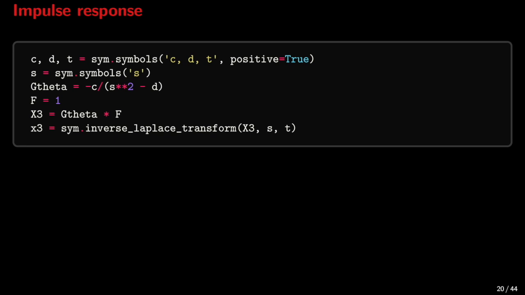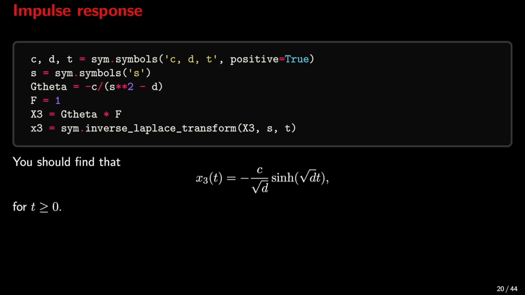To go back to the time domain, we apply the inverse Laplace transform. And this is a one-liner using sympy. Take a moment to run this code and confirm that you're getting the same result. Note that the result here involves a hyperbolic sine function.